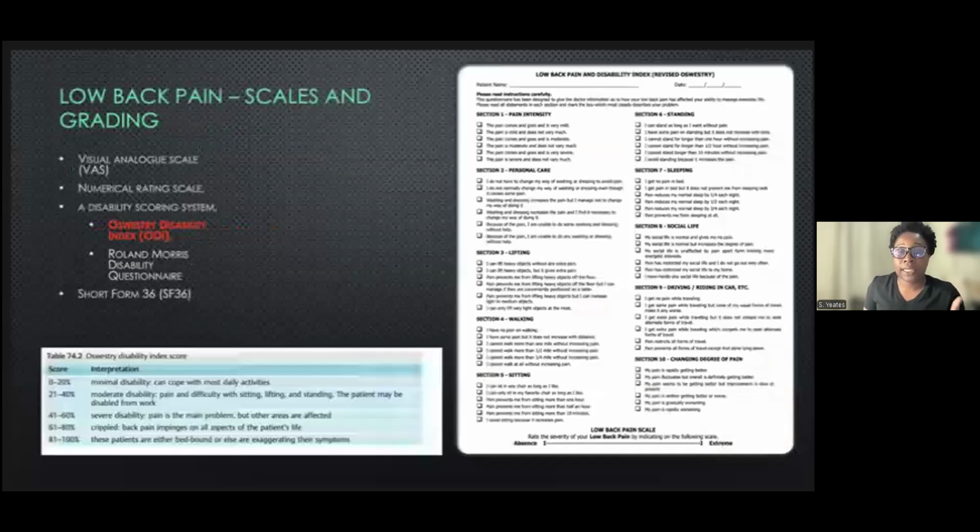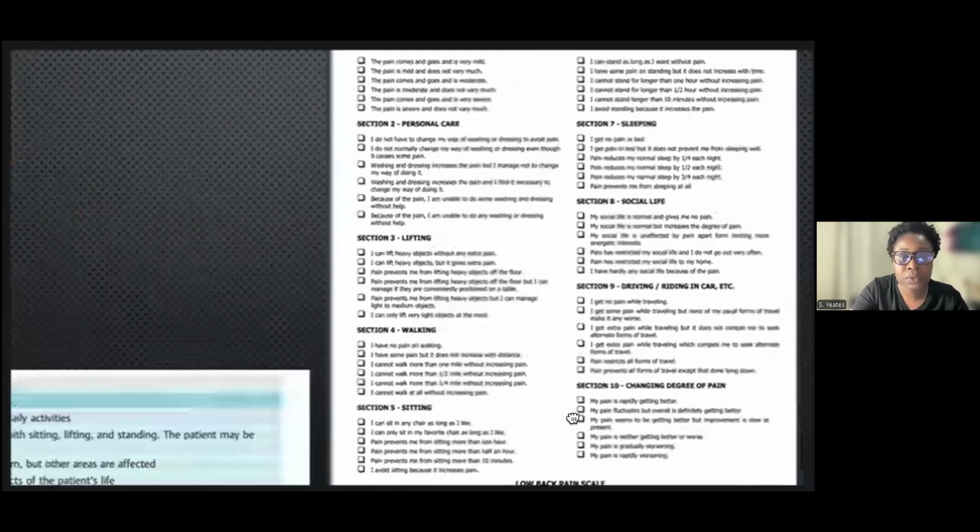Then we have the ODI, and this is a categorical ordinal scale that consists of at least 10 questions. I hope you can see them on the right. Let me see if I can zoom in.